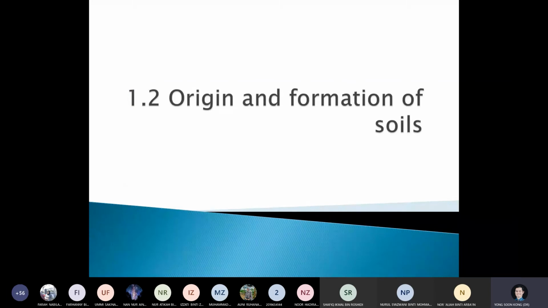The origin and the formation of soil samples. So this is what we have already covered last week, partially, on the weathering process. Last week we covered a little bit about how weathering happens through water and also air, but today we're going to learn in detail about the soil forming process, which is related to the weathering process as well.